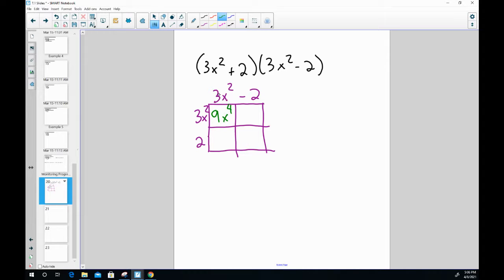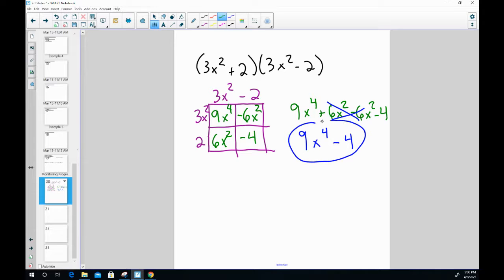All right, let's keep moving. 3 times 2 is 6. There are 2 x's. No x's with the 2, but there are 2 with the 3. 3 times negative 2 is negative 6x squared. And 2 times negative 2 is negative 4. Now, these problems are going to look very typical to the ones that we do. The reason these are special cases, though, is, and I'm sure some of you guys see it, these are going to cancel in the middle. And so all you're left with is 9x to the 4th minus 4, and that's your answer.